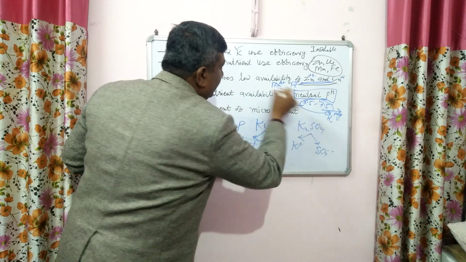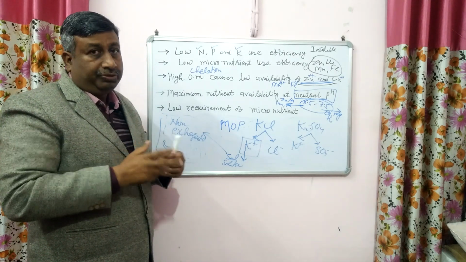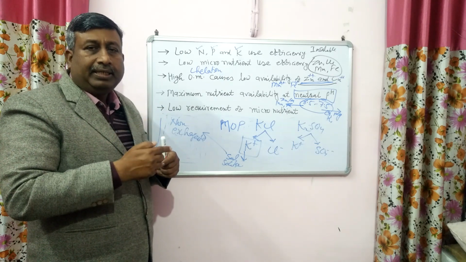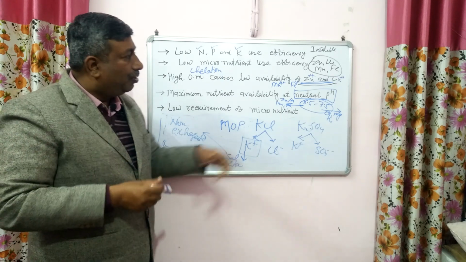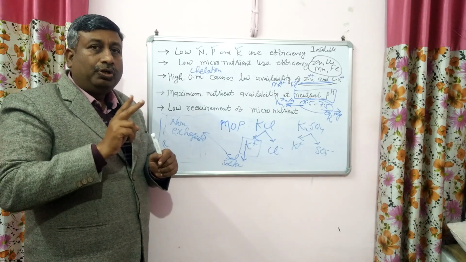So this is the reason that at neutral pH there is maximum availability of nutrients. So biological activity, microbial decomposition, or the nutrient release from mineralization, at what pH do these occur? At neutral pH. So this is another reason. So there are two major reasons.